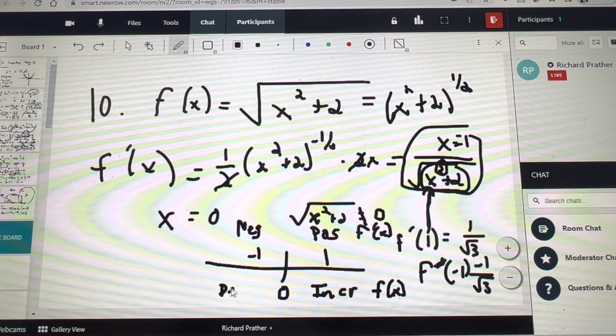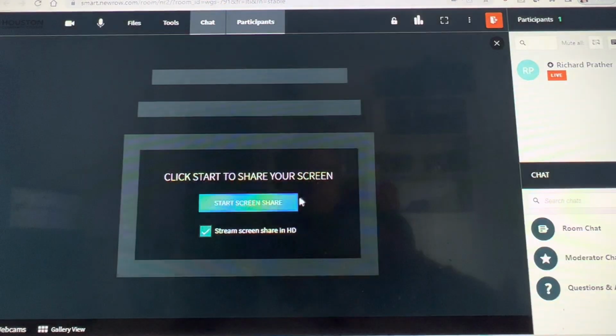So the graph is decreasing first, and then it's increasing second, and you probably don't even know what this graph looks like, and only at 0 does it change directions. I don't have to know what this graph looks like to answer this. We're going to be increasing from 0 to infinity, and we're going to be decreasing from -infinity to 0. And 0 is the only critical number.